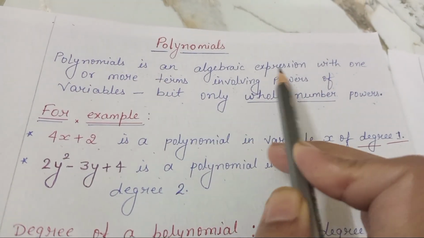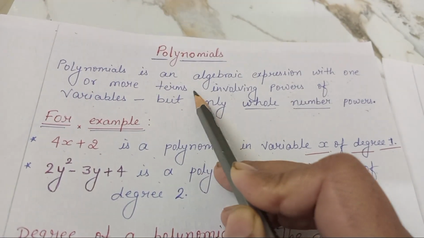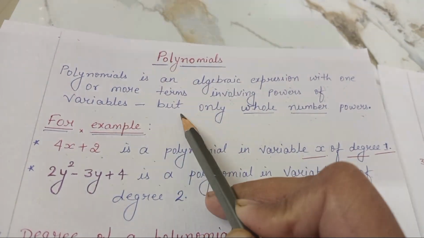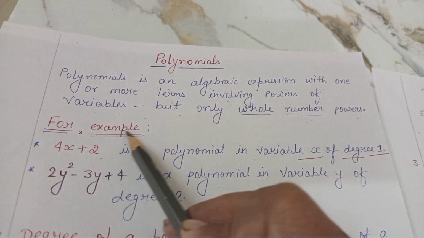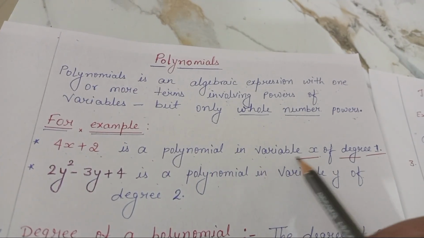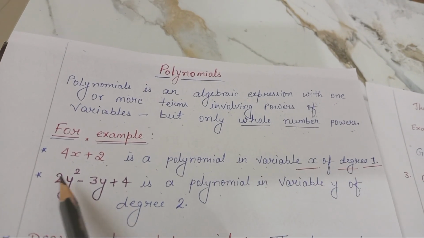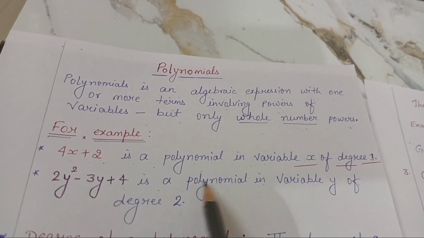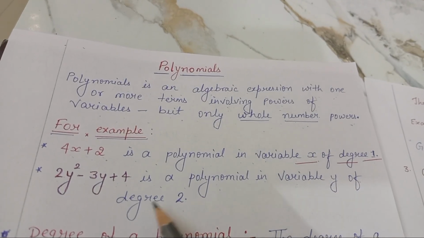A polynomial is an algebraic expression with one or more terms involving powers of variables, but only whole number powers. For example, 4x plus 2 is a polynomial in variable x of degree 1. 2y square minus 3y plus 4 is a polynomial in variable y of degree 2.